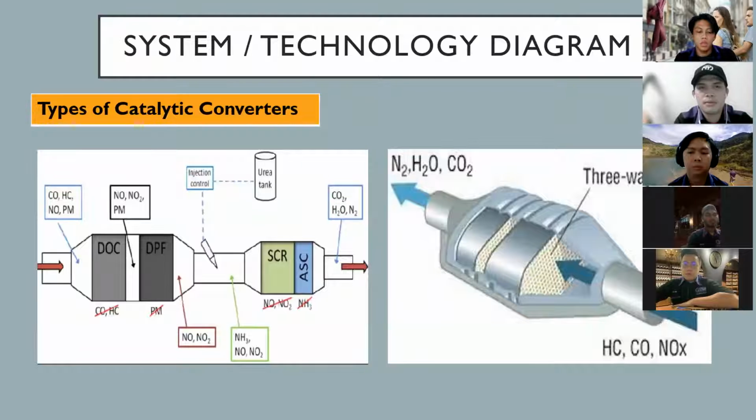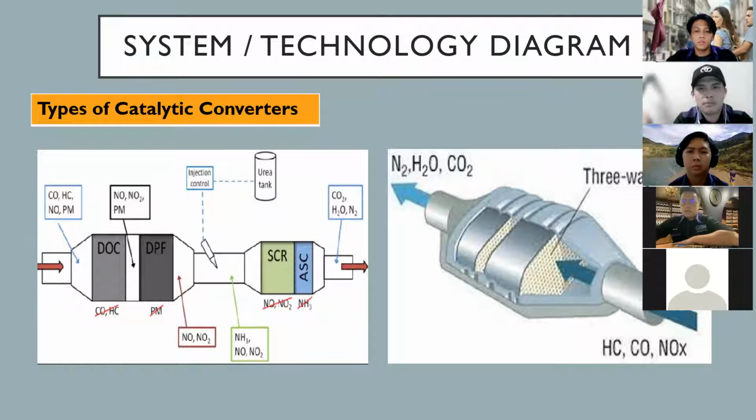The second one, on the right-hand side, is the three-way catalytic converter. The three-way catalytic converter helps in converting the harmful gases exhausted from the engine into harmless gas. The engine exhaust gas contains hazardous substances that cause damage to the environment. These include oxides of nitrogen, hydrocarbons, and carbon monoxide. The three-way catalyst converts them into less harmful carbon dioxide, water, and nitrogen.